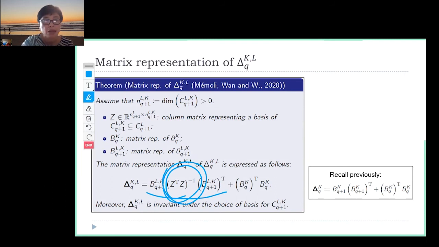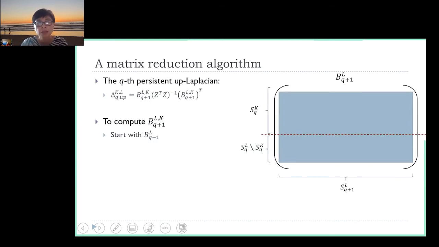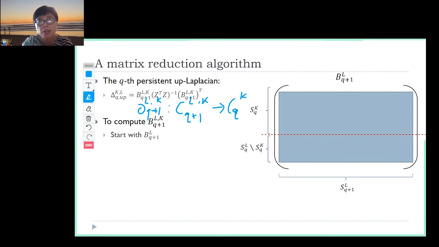So how do we do that? Let's say I want to compute this boundary operator, let me write it here. We want to compute the matrix form of this boundary operator from the subspace of the q plus 1 chain group of L, to the q chain group of K. We want to compute the matrix form of that, which is denoted by B here.